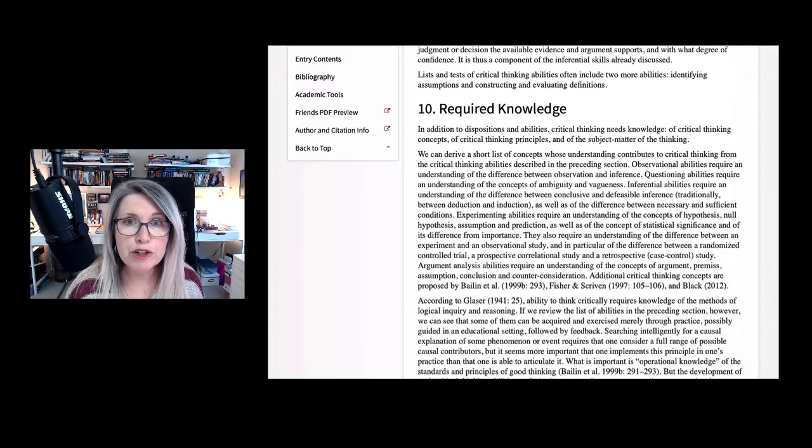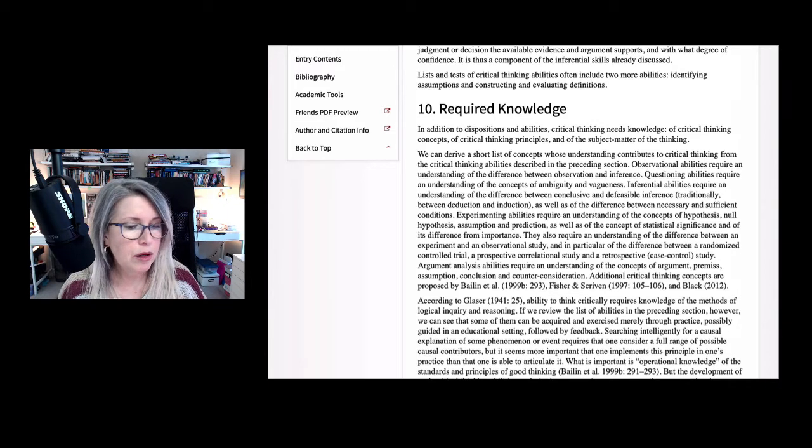Okay, we can derive a short list of concepts whose understanding contributes to critical thinking from the critical thinking abilities described in the preceding section. Observational abilities require an understanding of the difference between observation and inference. Do you think a small child knows the difference between observation and inference? No, they don't. They can walk in and see that cookies have been eaten. There's little crumbs all over the place. And they can look at it and go, "You ate all the cookies."